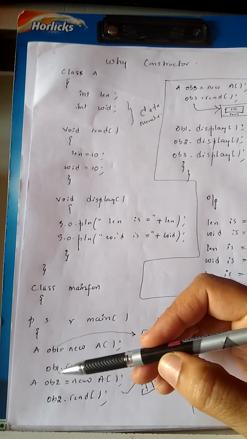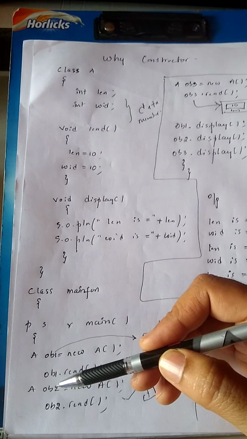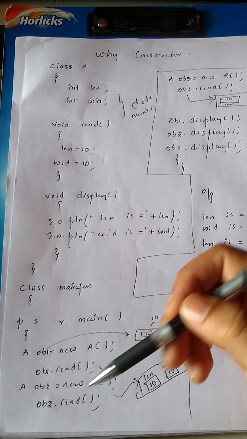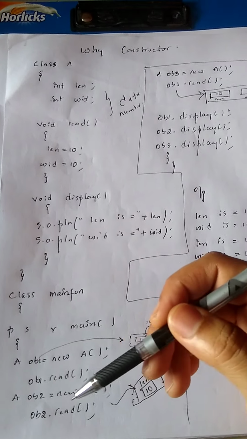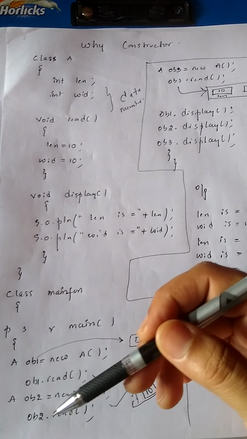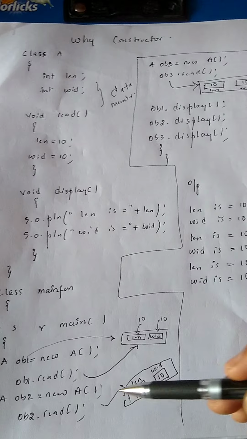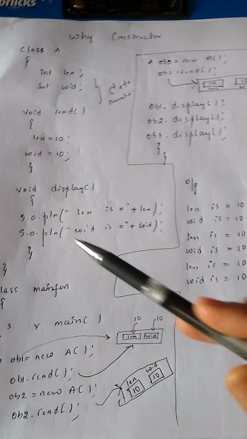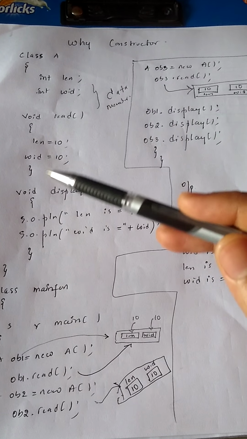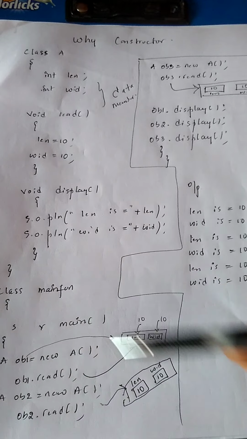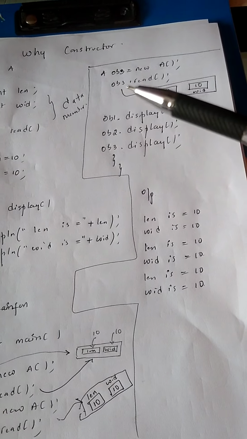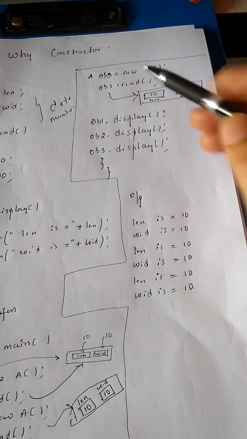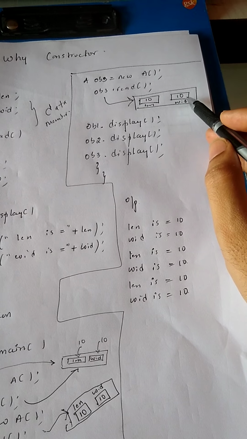Next I have created one more object, object2. The same way: class name, object name, new, again the class name, and I'm calling the read function one more time. How to call that? Object name dot read function. Again the same thing: first it will allocate space for length as well as width. Once you call the read function, for both length as well as width it will assign the value 10, 10. The same thing with respect to object 3. Space will be allocated, and once you call read, for both length as well as width it will assign the value 10, 10.